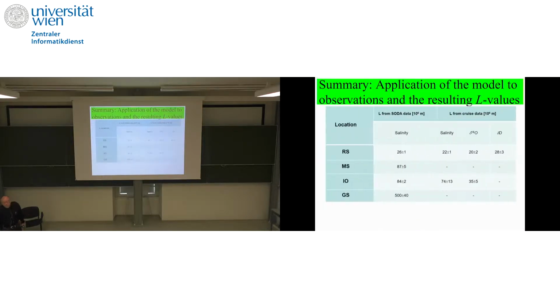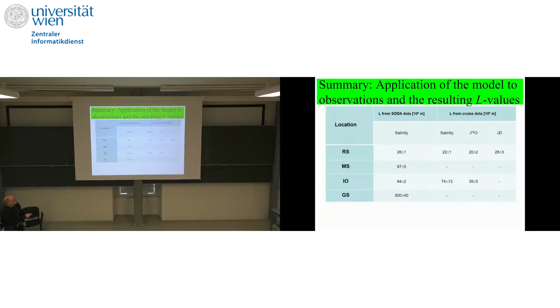So what can we say about L? Here's a summary. Let's look at this column first, because this comes from SODA. So what you see is sort of what you can expect. In the Red Sea, which is very dry and very slow moving, not a fantastic current, you have an evaporation length, remember it's a length, that's 26,000 kilometers. So the water column has to travel 26,000 kilometers before you completely evaporate the top water.